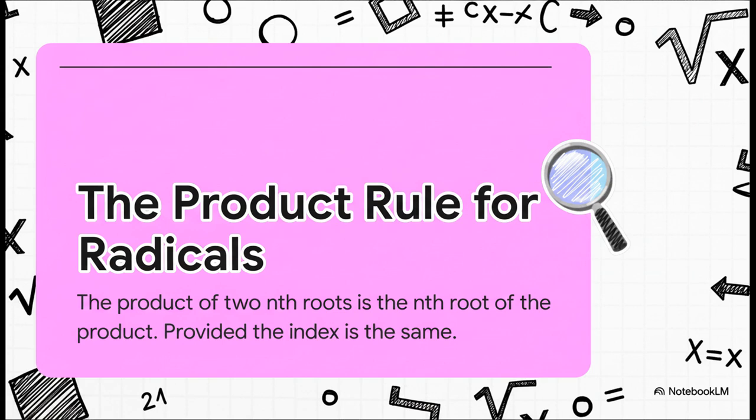Just think of those radical signs, the square root symbols, as little houses. As long as the type of house is the same, like a square root house and another square root house, you can multiply the numbers living inside them and then put the result back into one single house.